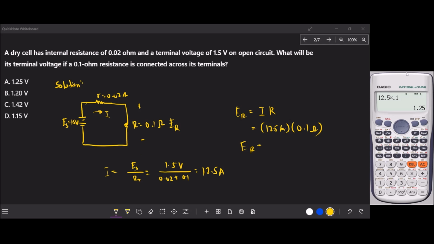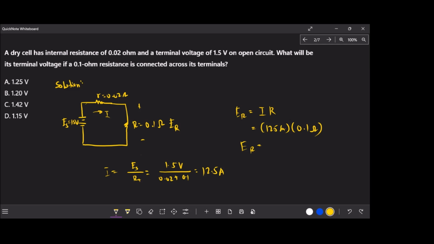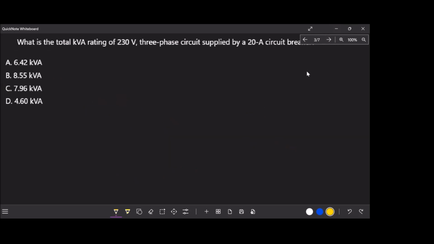So yung answer po is 1.25 volts. So the correct answer for this problem is letter A. Next, we have here another problem.